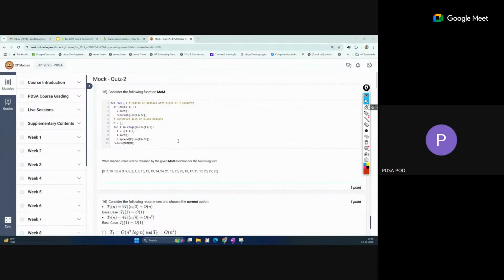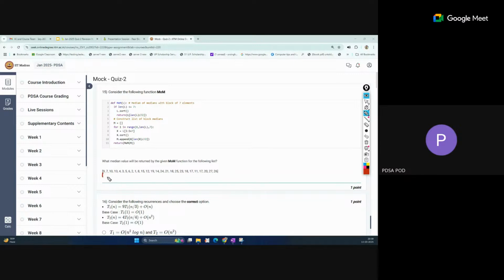So next is this MOM. As you know, here the MOM is working on blocks of 7 elements. In the lecture we covered it with 5 elements. So what is the median value according to this function? We have already seen this function in the lecture. We simply apply a dry run, and this is simple actually. We know how this is working.